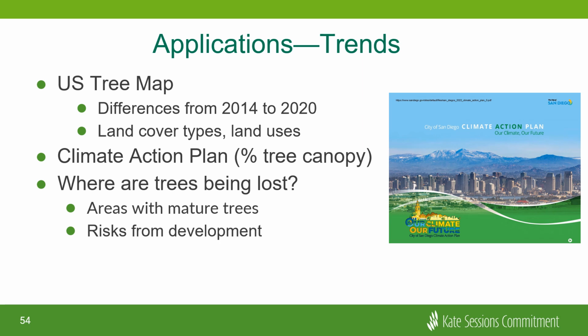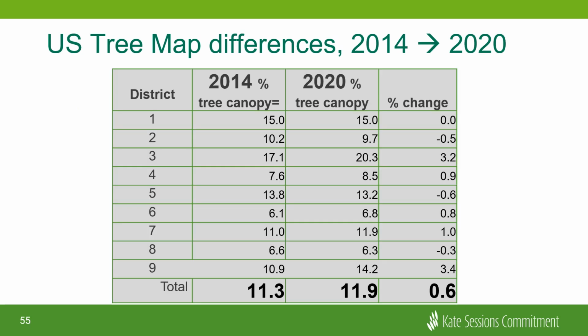Sometimes trends are available. The U.S. tree map can indicate progress toward tree canopy goals in the Climate Action Plan. Maps can also show where trees have been lost. The U.S. tree map data shows that the City of San Diego's tree canopy was 11.3% in 2014 and 11.9% in 2020, an increase of 0.6%.